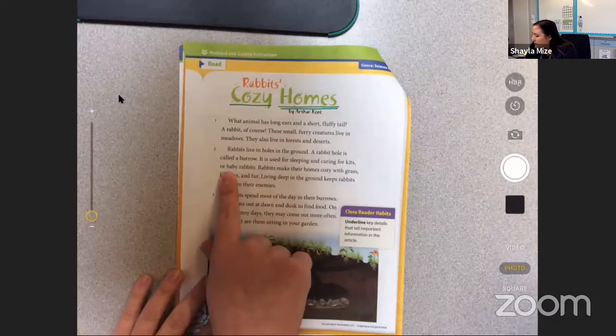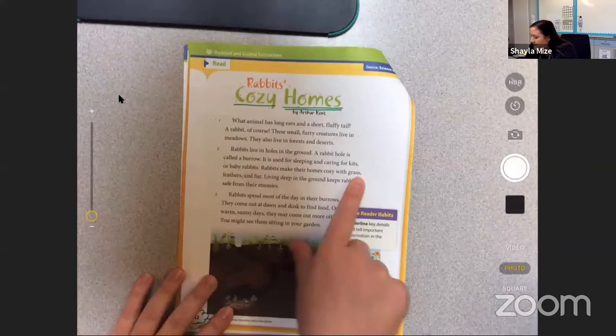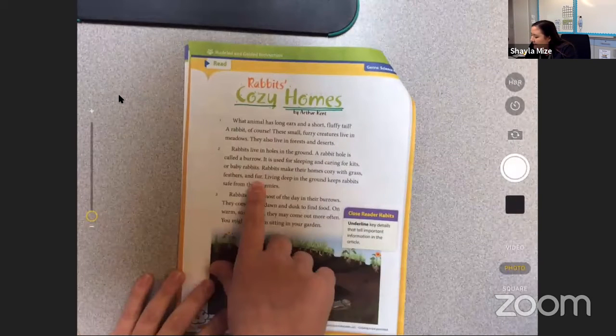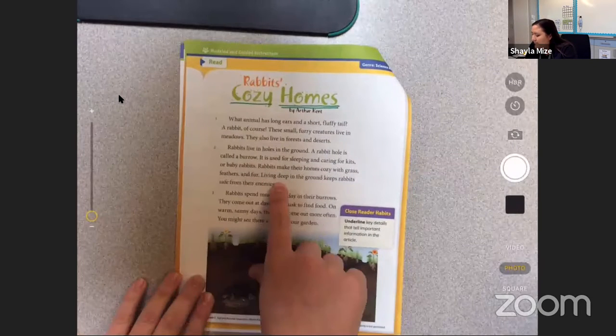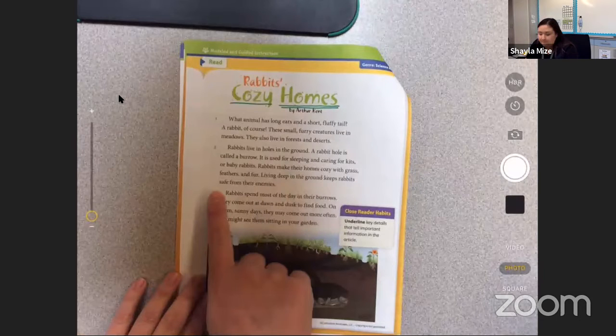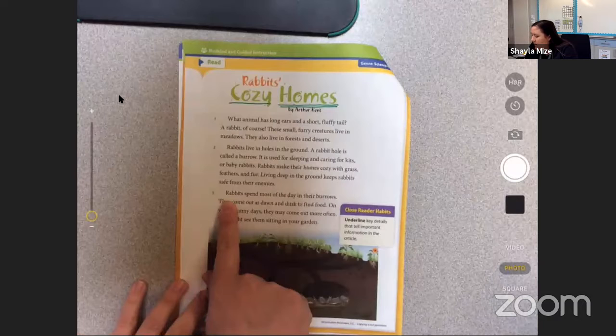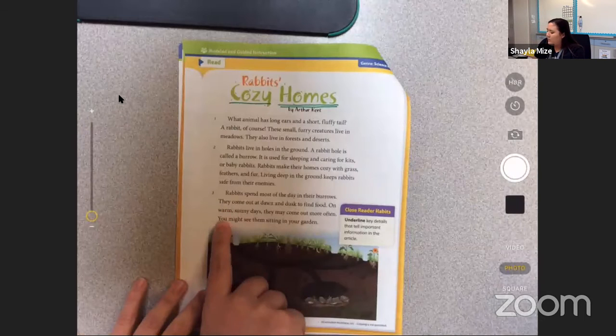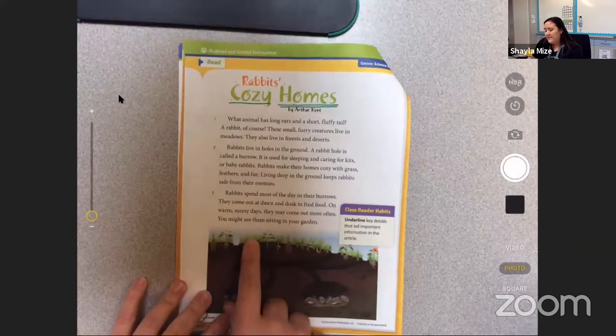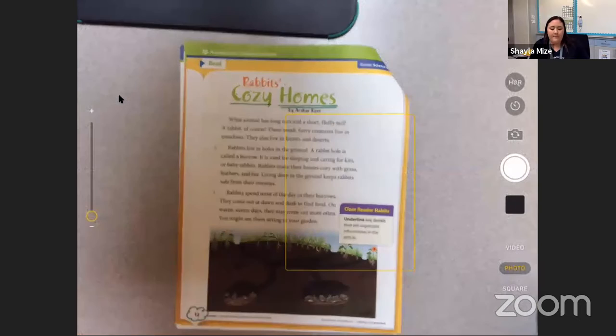Rabbits make their homes cozy with grass, feathers, and fur. Living deep in the ground keeps rabbits safe from their enemies. Rabbits spend most of the day in their burrows. They come out at dawn and dusk to find food. On warm summer days, they may come out more often. You might see them sitting in a garden.